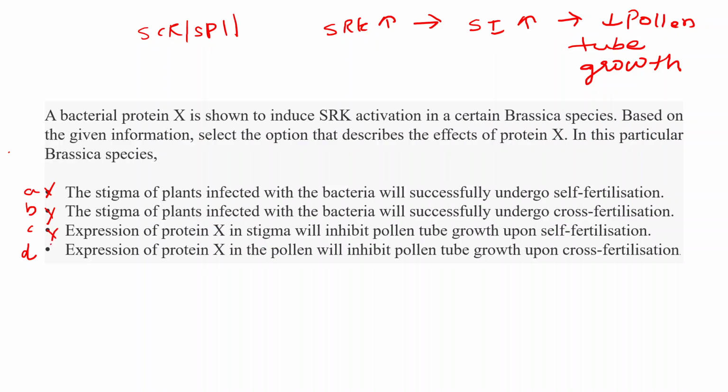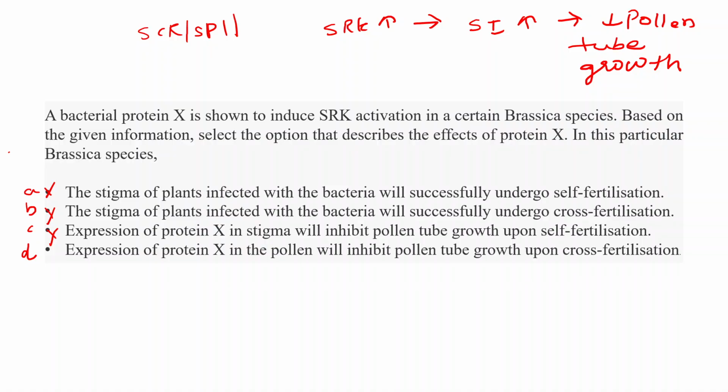Again, it is not accepted because mere expression of X inside stigma tissue does not necessarily present an SRK activating ligand at the extracellular pollen stigma surface. SRK activation requires ligand presentation to the receptor on the stigma surface. So, expressing X in the stigma itself may not mimic the pollen borne activation in the context of pollination. The accepted interpretation is that pollen borne expression or presentation of X is what causes SRK activation during pollination.